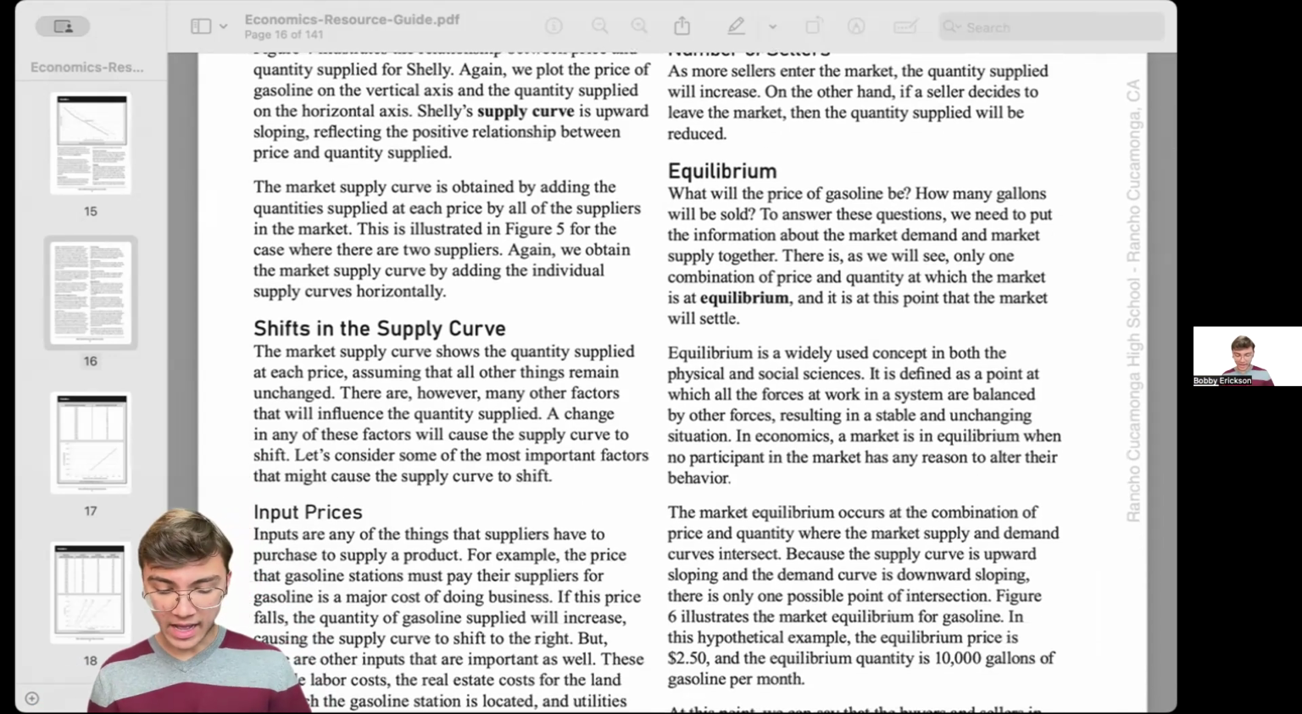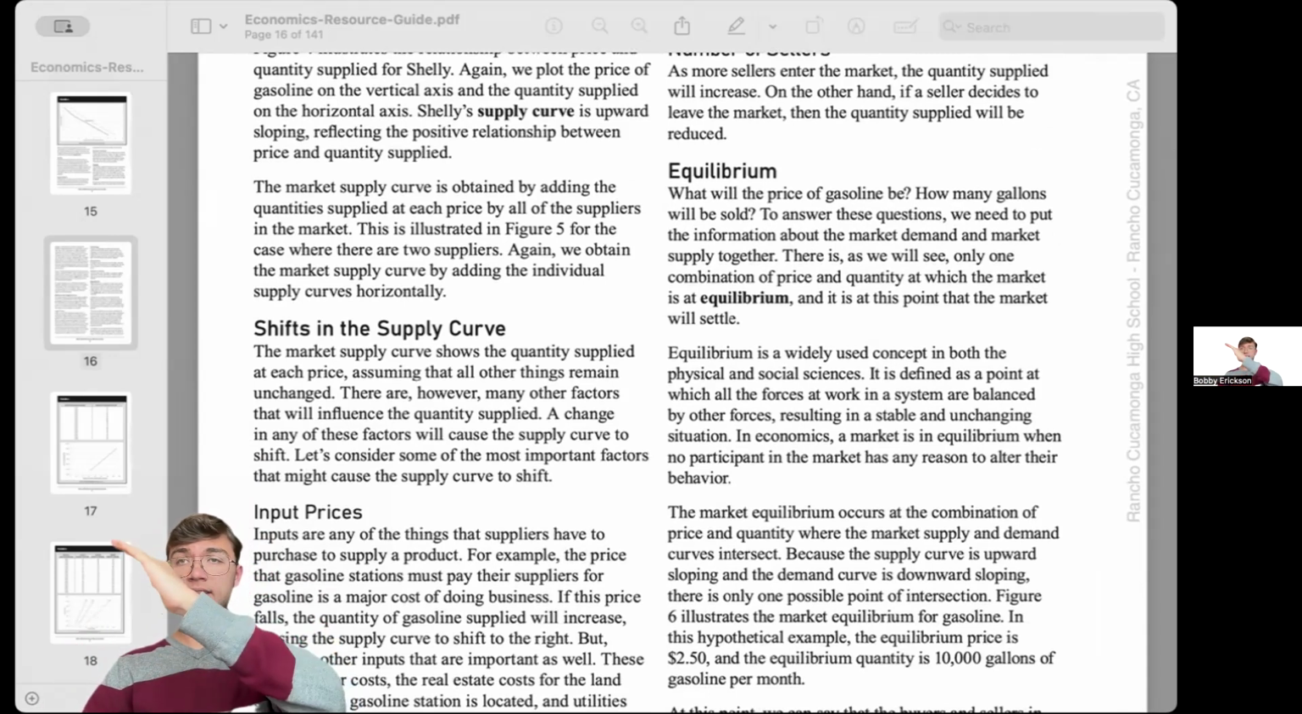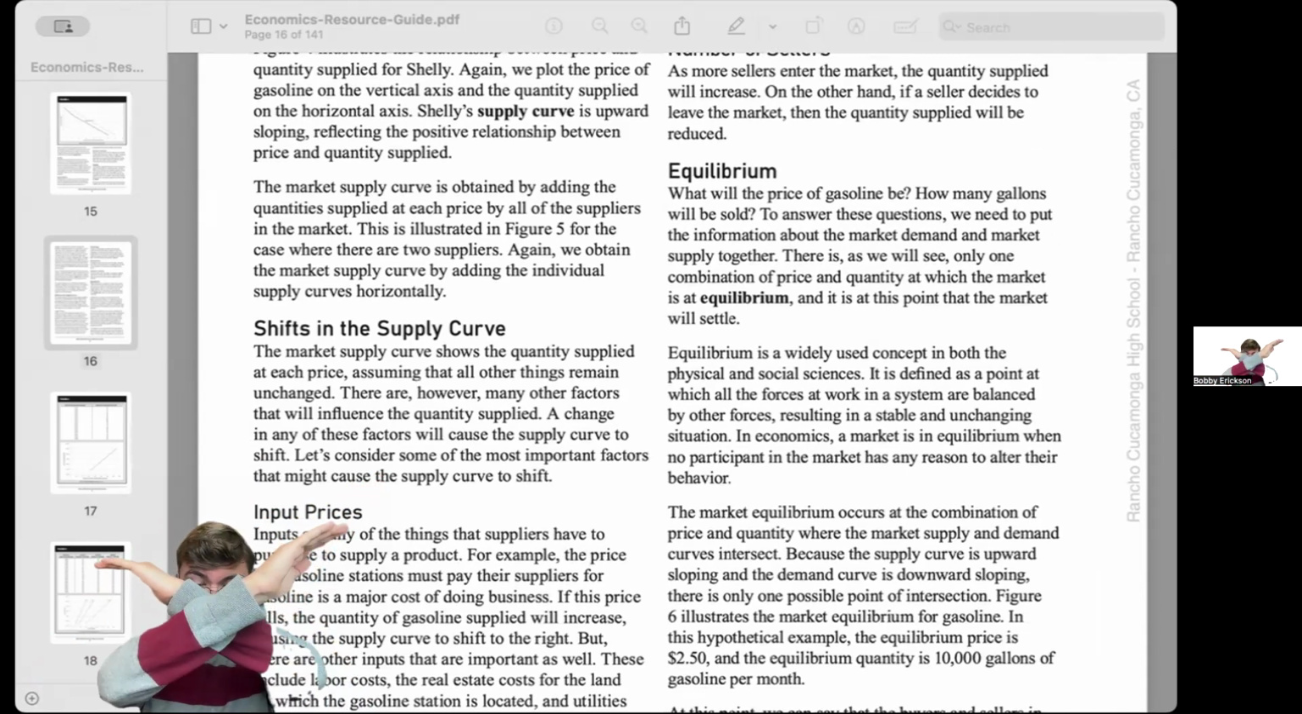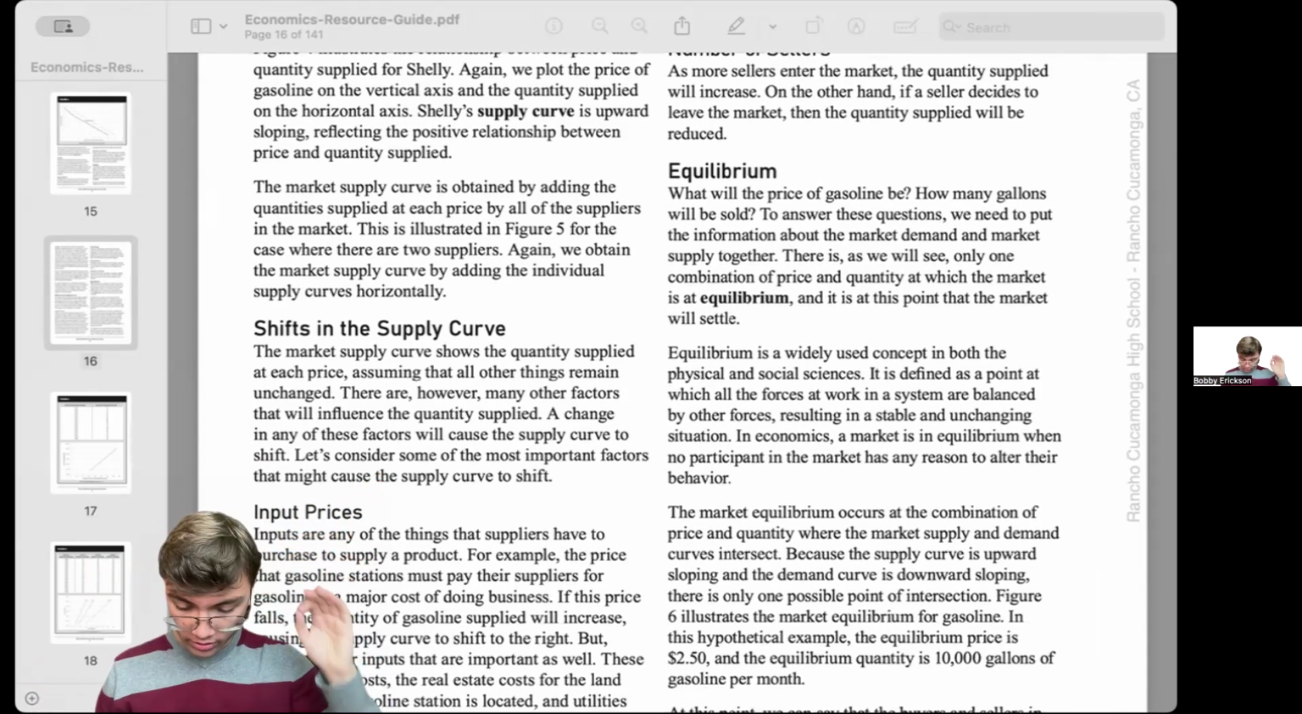Then we get the idea of equilibrium, and this is where we figure out how to find the actual price of a good. Specifically in this example, what's the price of gasoline, and how many gallons are going to be sold? So we need to put these ideas of demand, which looks like this, and supply, which looks like this, together and intersect them. At the intersection point, that is called equilibrium.